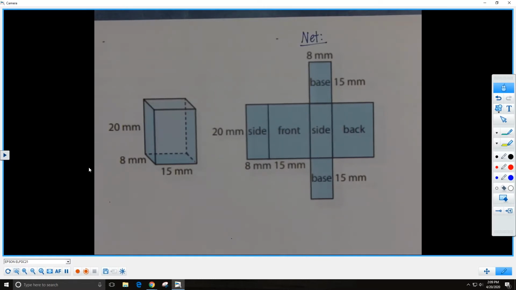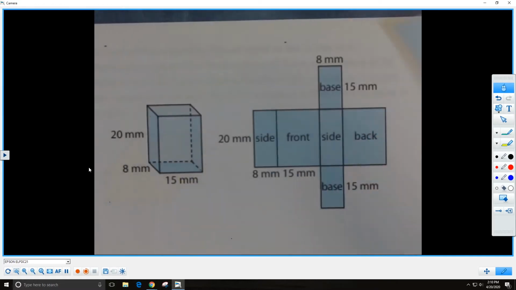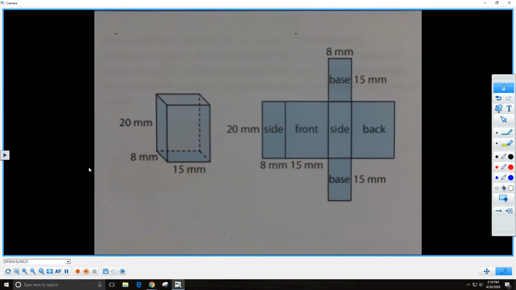Rectangles form the bases and the faces. Remember that the bases of a prism are the two parallel congruent faces. The bases are here and here, or here and here on the net. So how can we find the surface area of this rectangular prism? Remember that we said the surface area is the sum of the areas of all the surfaces of a solid. So let's find the surface area of this rectangular prism. I've got it again for us here.